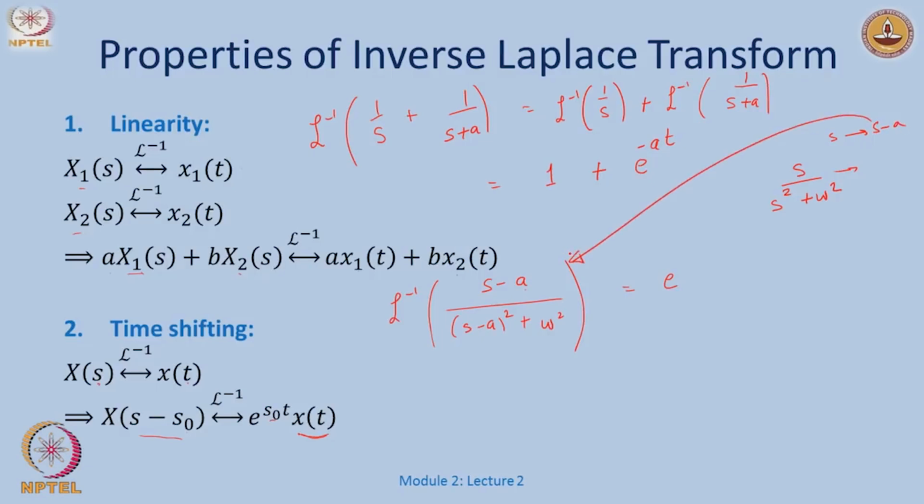Okay. So, this means that I can use this property of shifting, that my signal in the time domain would now just have e power a t. Now, I know the inverse of this, this is my x of s. The inverse Laplace of this is simply cos of omega t.